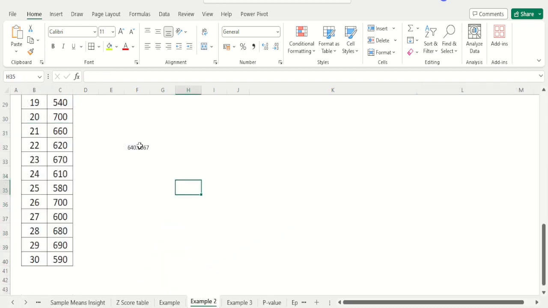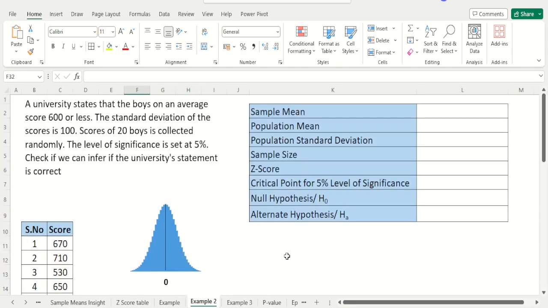So let's say we have another example here. A university states that boys on average score 600 or less in an exam. The standard deviation of the scores is known historically as 100. The scores of, it's not 20, it's 30. The scores of 30 boys are collected randomly, okay?